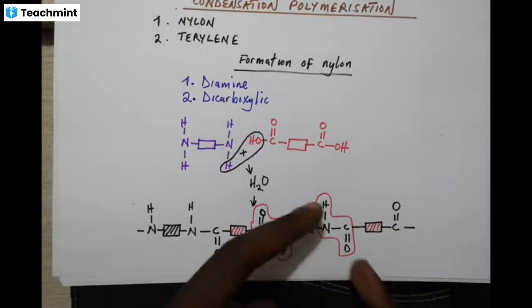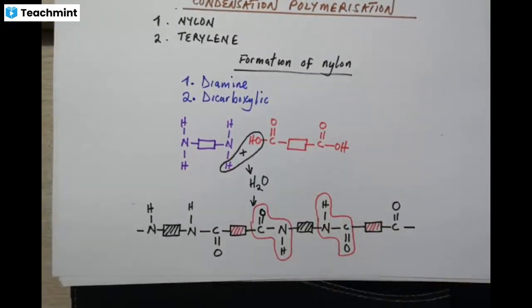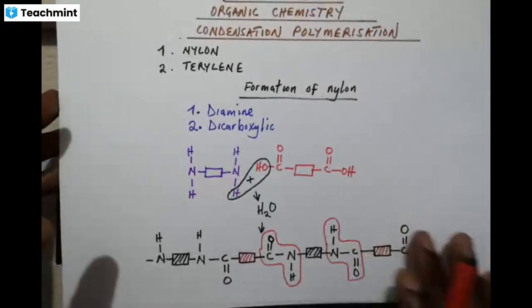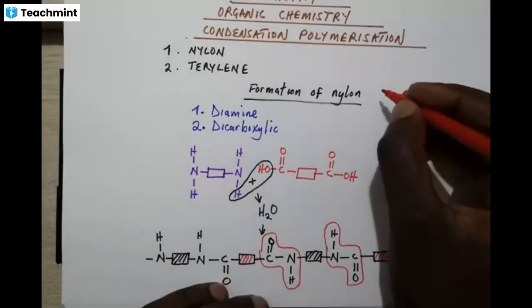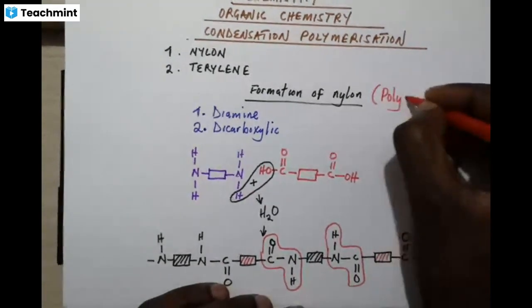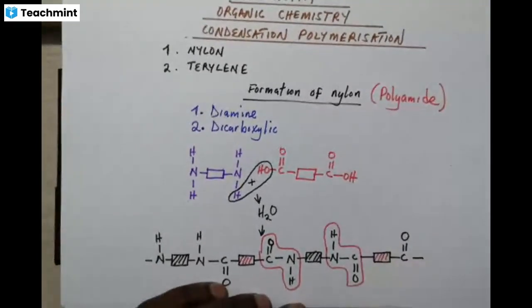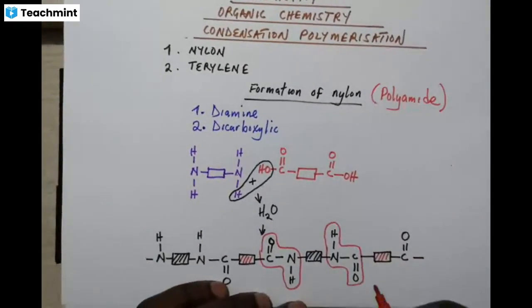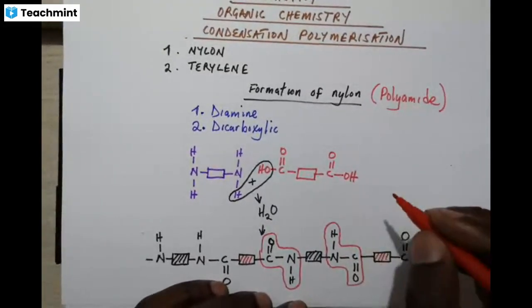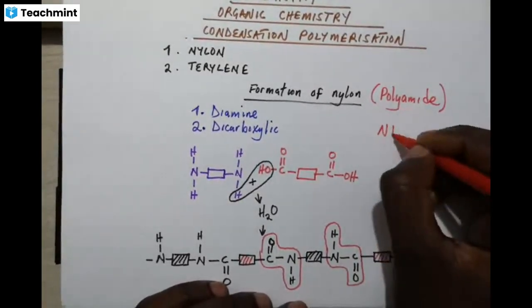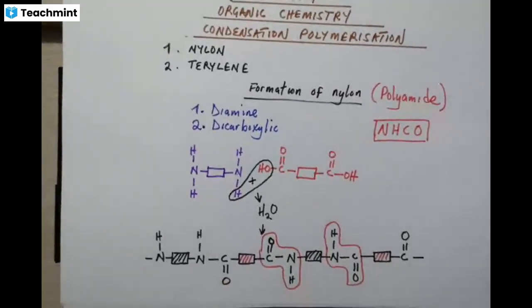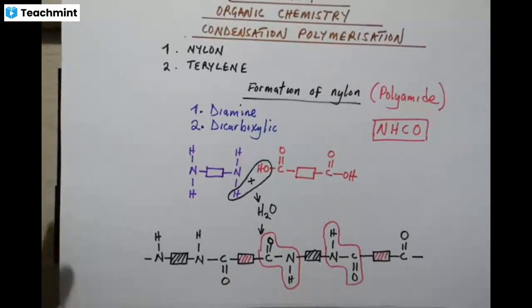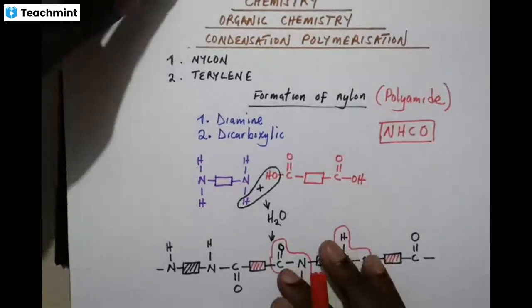And each time this linkage is formed, there is elimination of water. That's why we call this condensation polymerization, because of the removal of water that occurs whenever the amide linkage is forming. So this molecule, nylon, is known as a polyamide because of the amide linkage. And the bond itself that forms is made up of nitrogen, hydrogen, carbon, and oxygen. So this is the amide linkage. So that is how you show the formation of nylon.